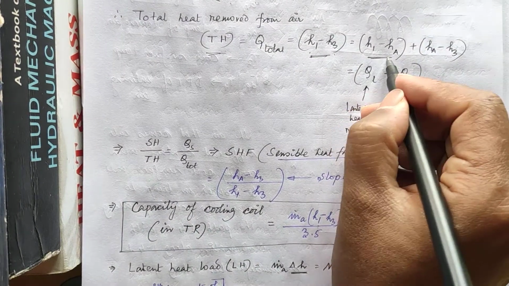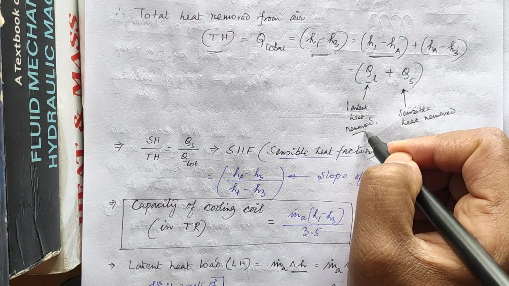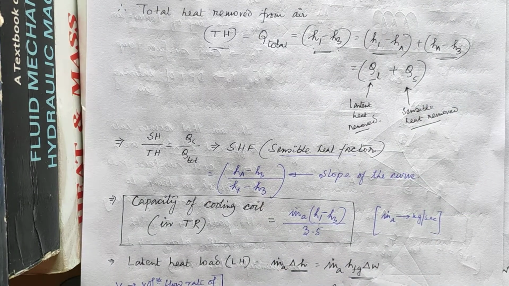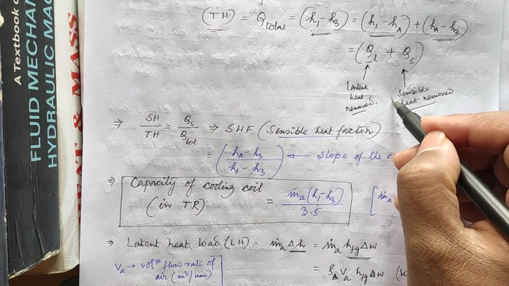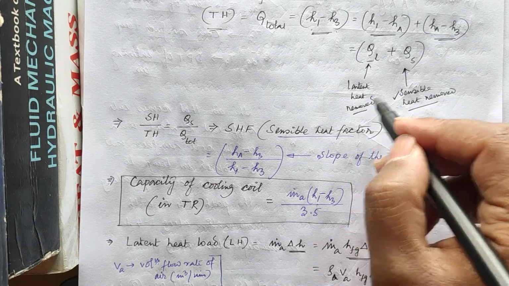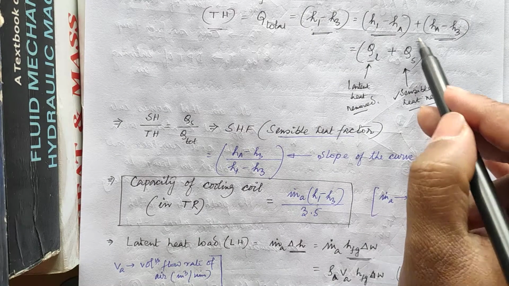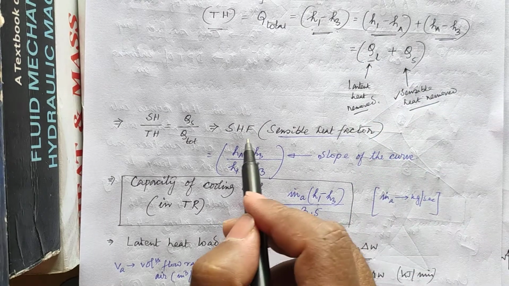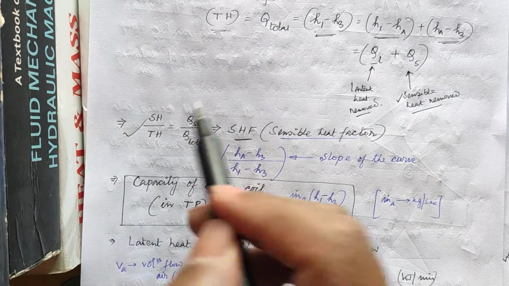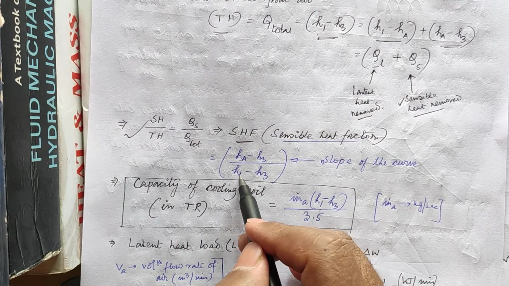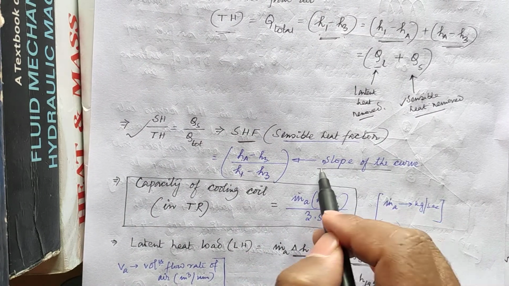Where H1 minus HA is known as latent heat, the amount of latent heat removed, and HA minus H3 represents the amount of sensible heat removed. And this ratio, that is the amount of sensible heat removed to total heat, latent heat plus sensible heat being the total heat, is known as the sensible heat factor, sensible heat by total heat, which is equal to (HA minus H3) by (H1 minus H3). That will also denote the slope of the curve.